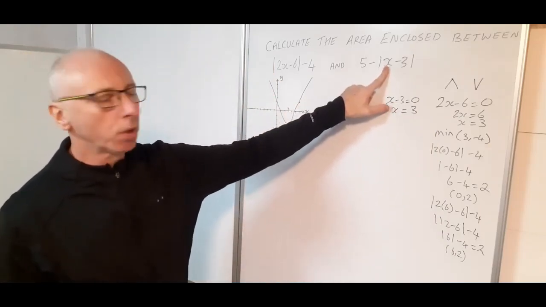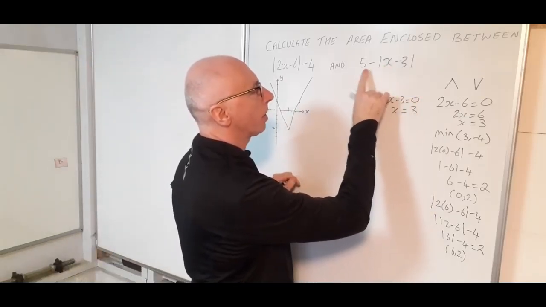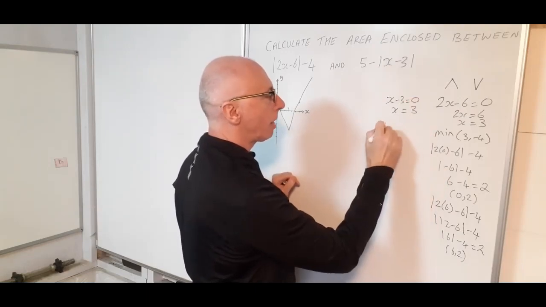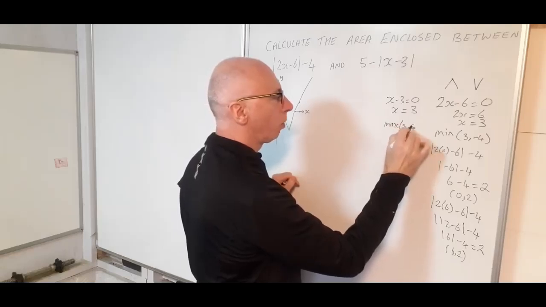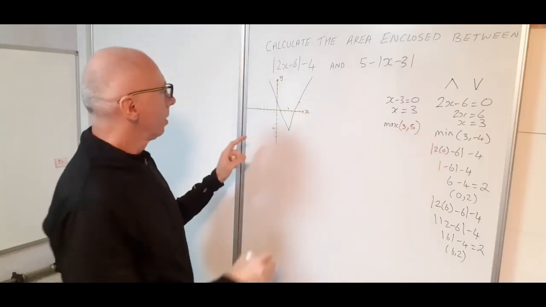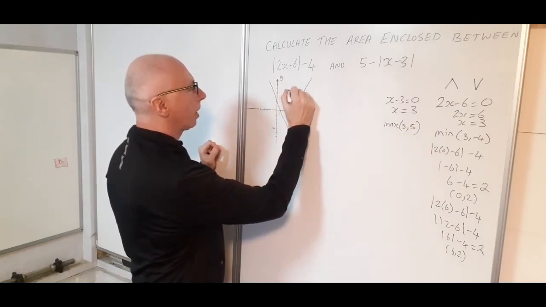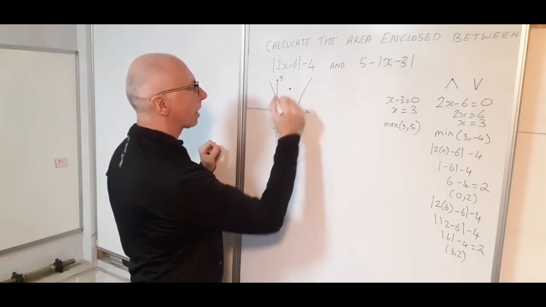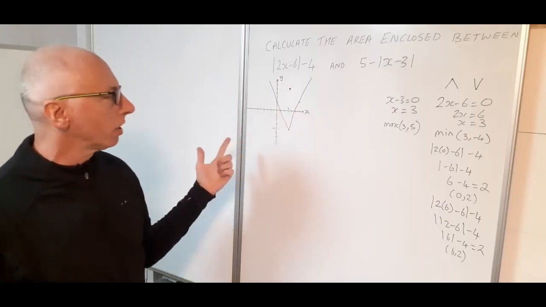Now what happens when we plug in 3? We've got 5 minus 0, so therefore it's going to be 5. So our maximum in this case is at x equals 3, y equals 5. So let's plot that. 1, 2, 3, 4, 5, and there's 3. So that's our maximum. So we want to know now where it comes downwards and what points it touches.